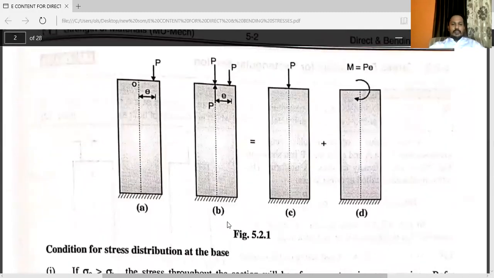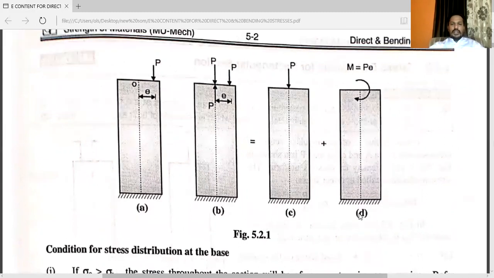So you can see this diagram. Diagram A, B, C, and D. Here you can see the load is acting here. This is the eccentricity e. Here you can see the B diagram. This is the eccentricity. P is acting here from top. You can see this P is equal to P at center, plus the moment, that is P into e.